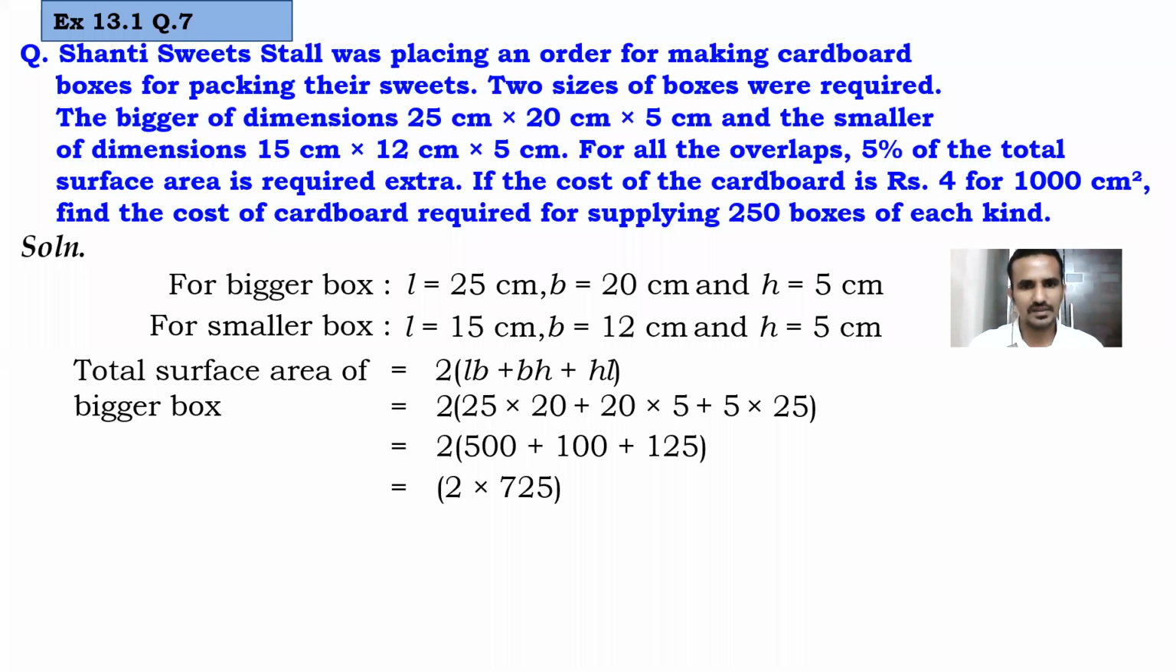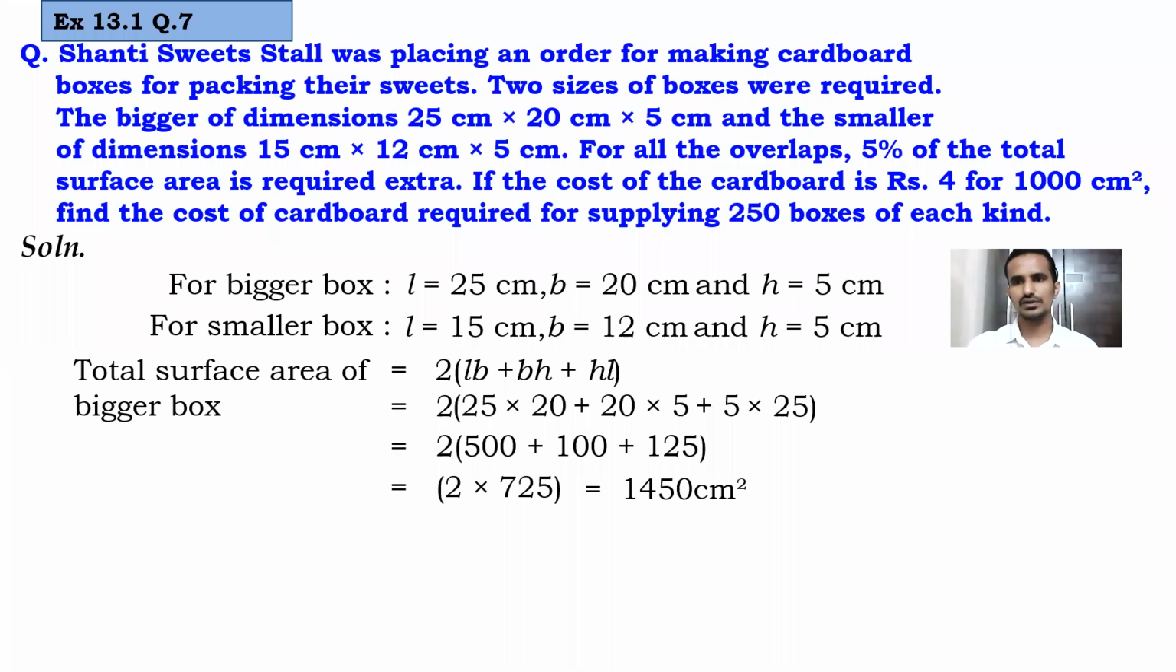Okay, so 2 multiplied by 725, the double of 725 will be 1450. So 1450 centimeter square. Remember, the dimensions are given in centimeter, so we have to use the unit as centimeter square. This is for the bigger box. Okay. There is one bigger box.